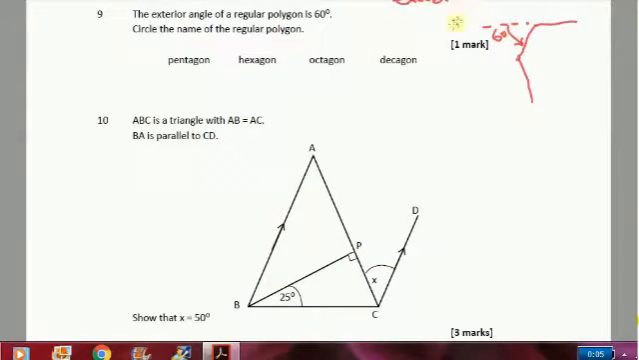So the same at the next vertex, we could extend the line and show that that next exterior angle is also 60. So you're making 60 degrees at each vertex. How many 60s do you need to go all the way around? That's 360 divided by 60 comes to 6. So what do we call a polygon with 6 sides? Excellent.